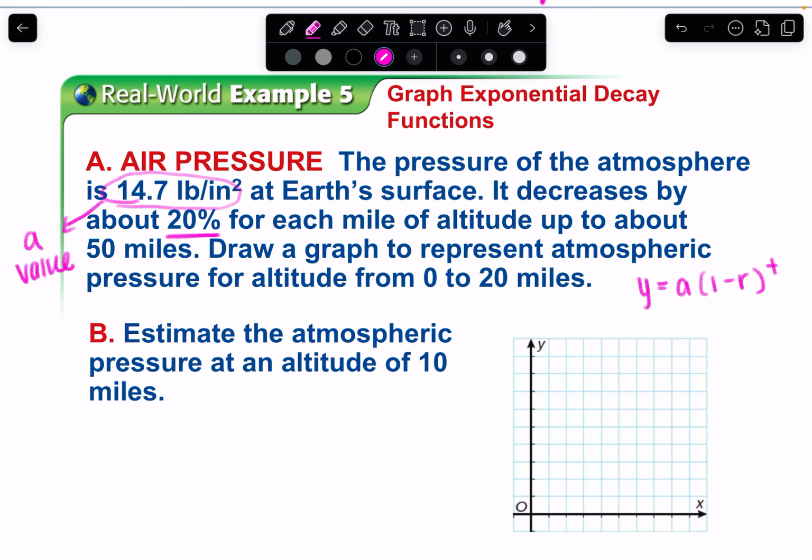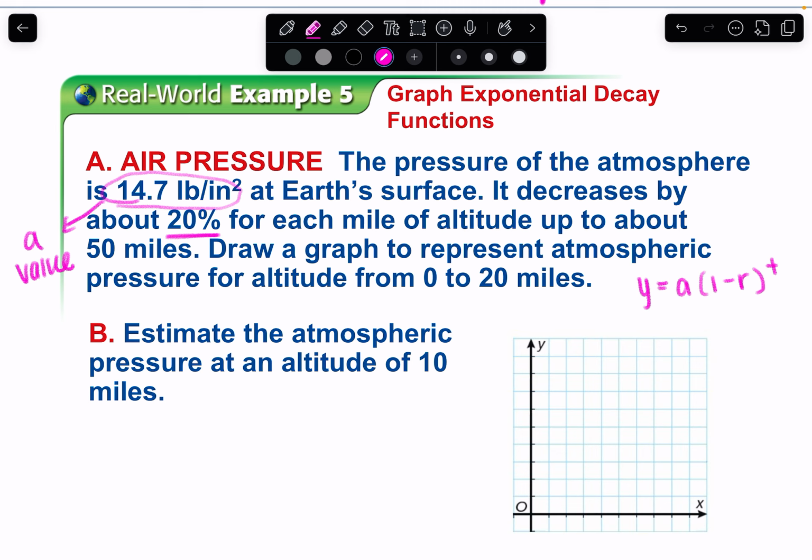So it's not just 20%. It's really finding the other part of that. So if I have 1 and I subtract, or thinking in terms of percentages, if I have 100% and it's decreasing by 20%, the percent that I'm really looking at is 80%. This is going to end up changing to decimals since that's how you have to plug it into a problem, but that's where that comes from.